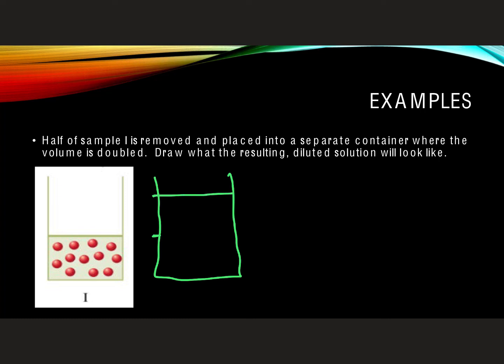And remember, when you're diluting, the particles in the original sample are still in the new sample and it stays that same amount. So we've got 4, 5, 6, 7, 8, 9, 10, 11, 12 particles. So we're going to have those same 12 particles. That's 12. Just now spread out over twice as much volume. And so there's your diluted sample.